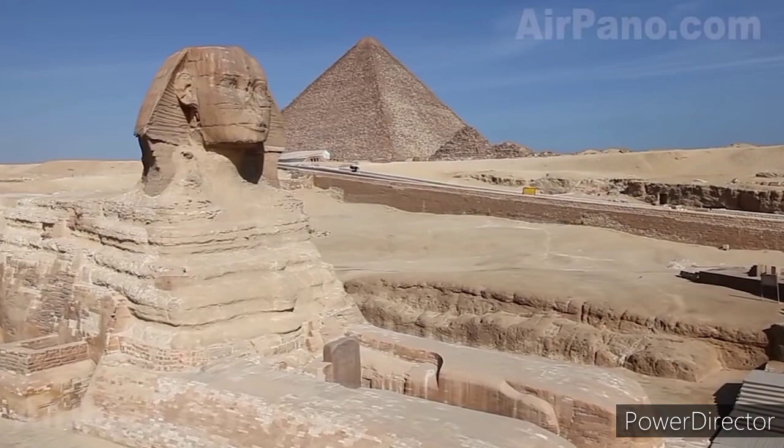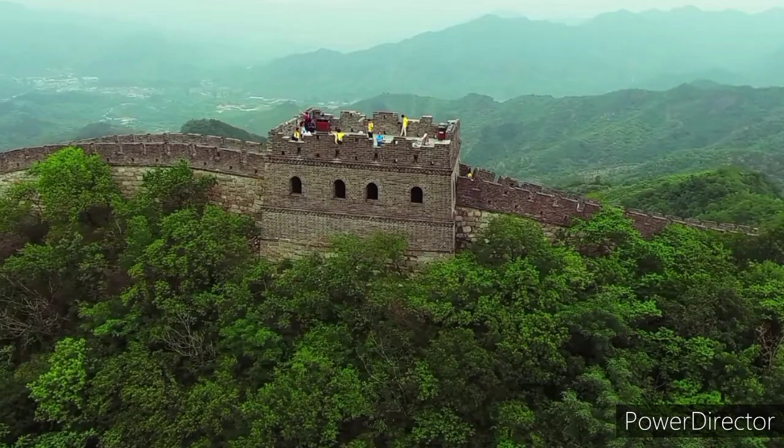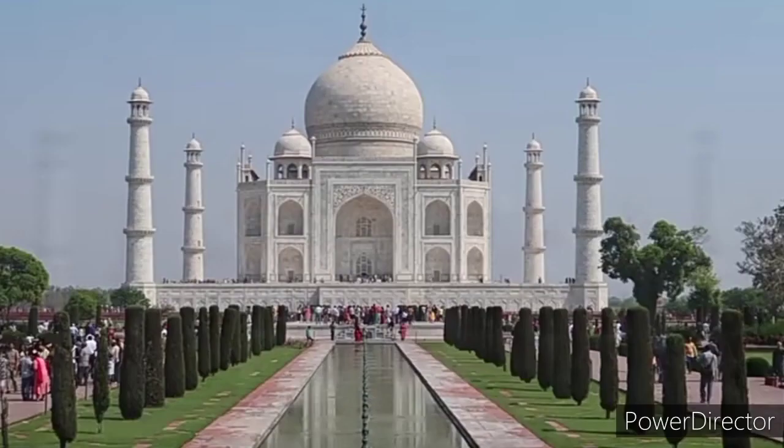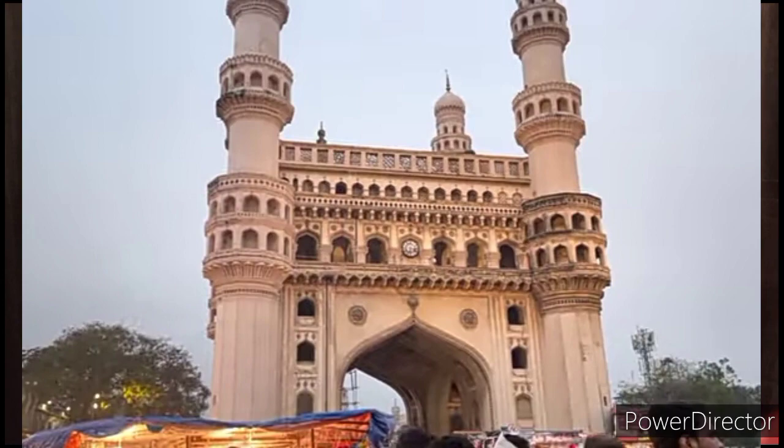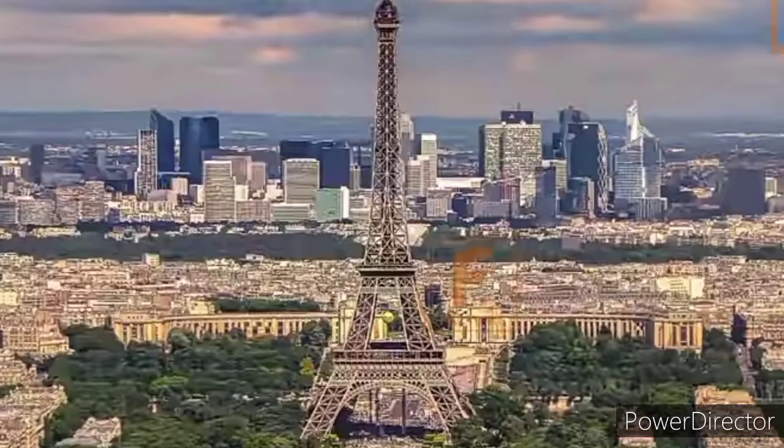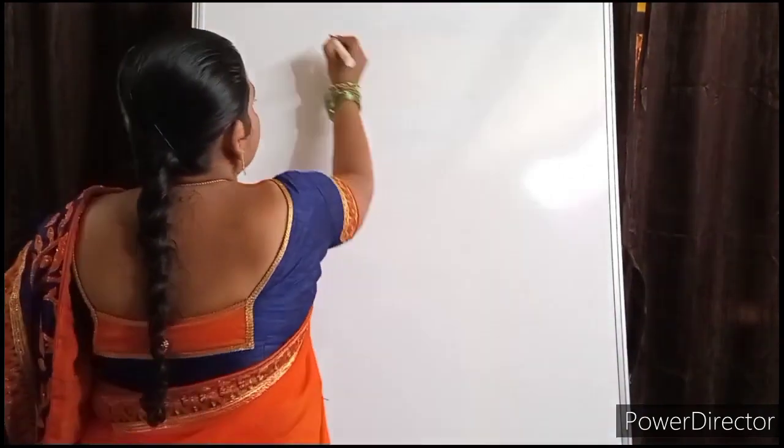The great constructions like the pyramids in Egypt, the Great Wall of China, Taj Mahal, Charminar, and the Eiffel Tower of France are some of the best examples of applications of geometry. We should know the basic elements of geometry and its applications. Our topic is the elements of geometry.